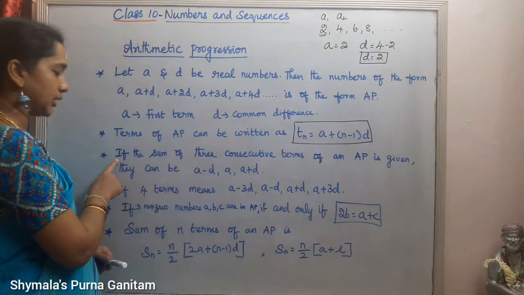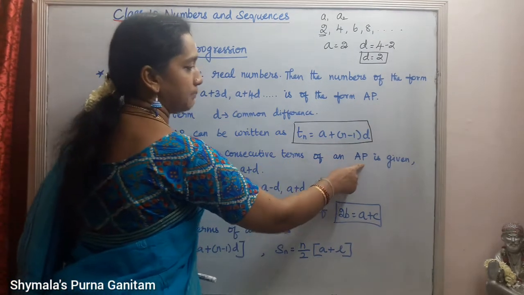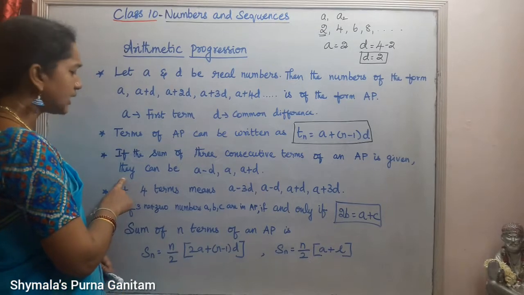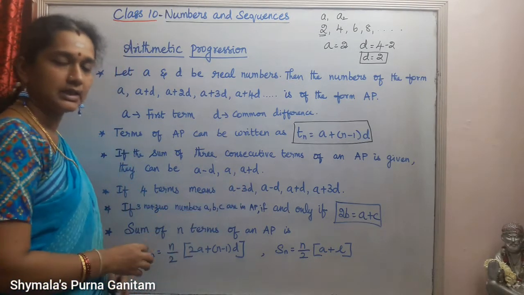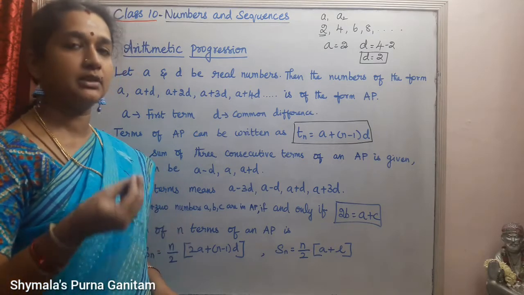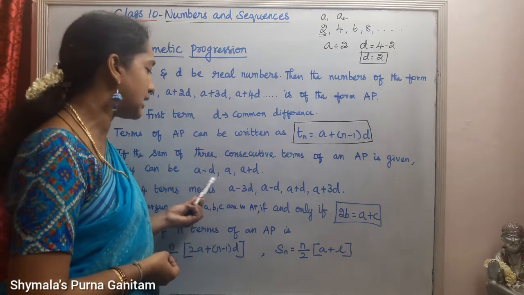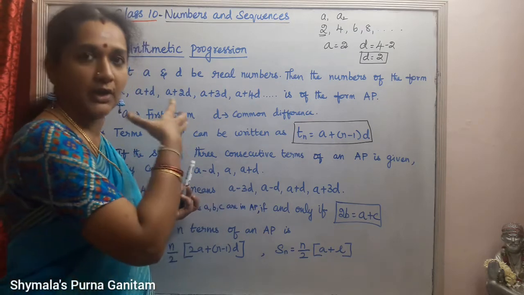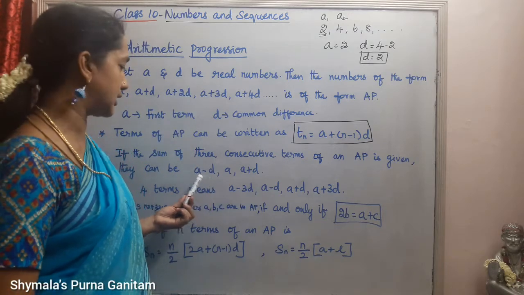Next, if the sum of 3 consecutive terms of an AP is given, they can be taken as A minus D, A, A plus D. In a few sums you may be asked to find the first 3 terms. If it is given like that, you can use this. Why we use this particularly is that calculation will be easy. So A minus D, A, A plus D.